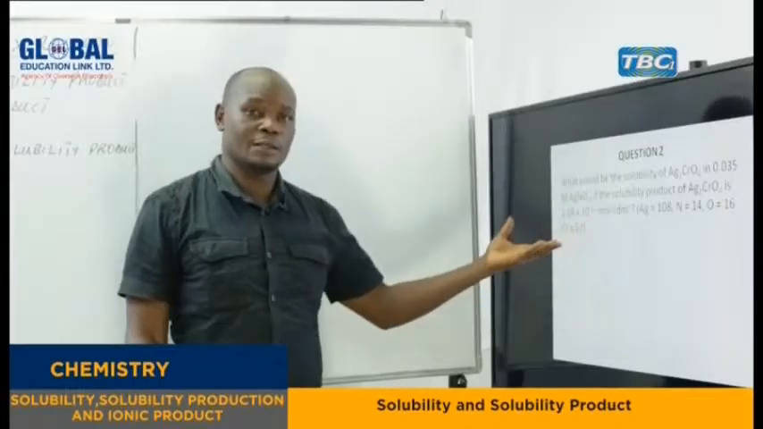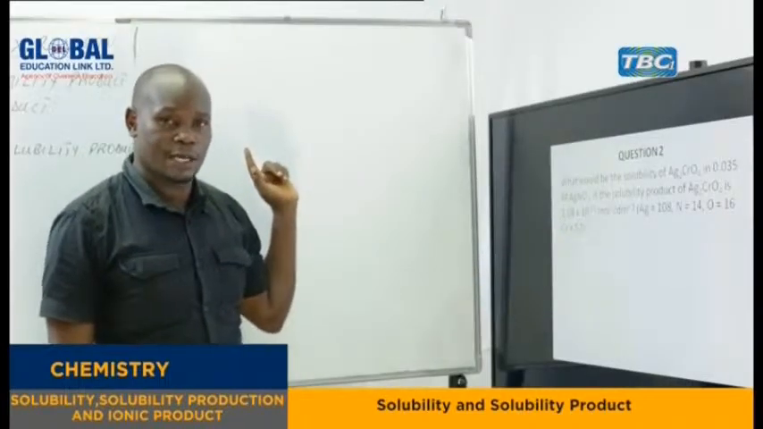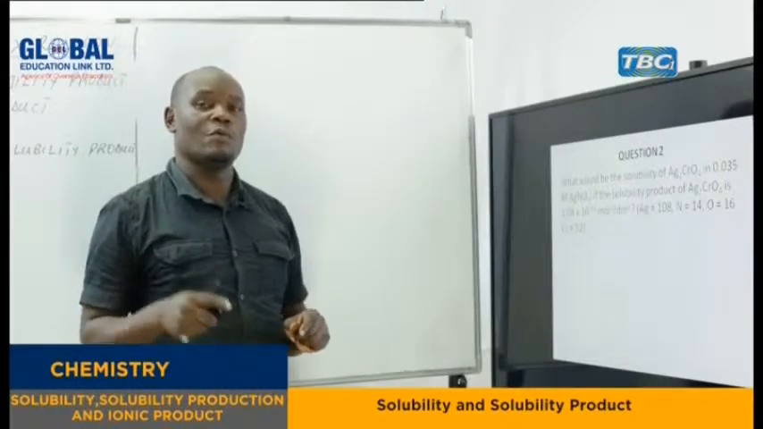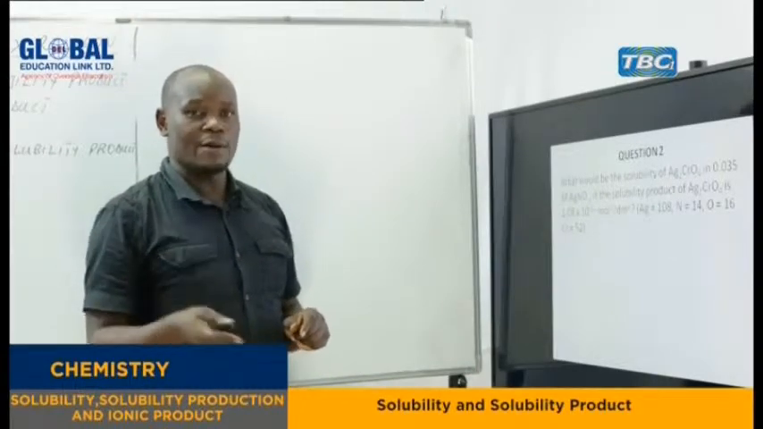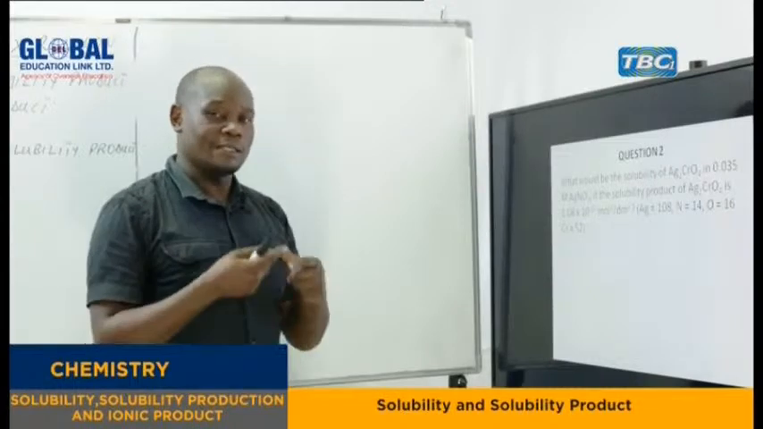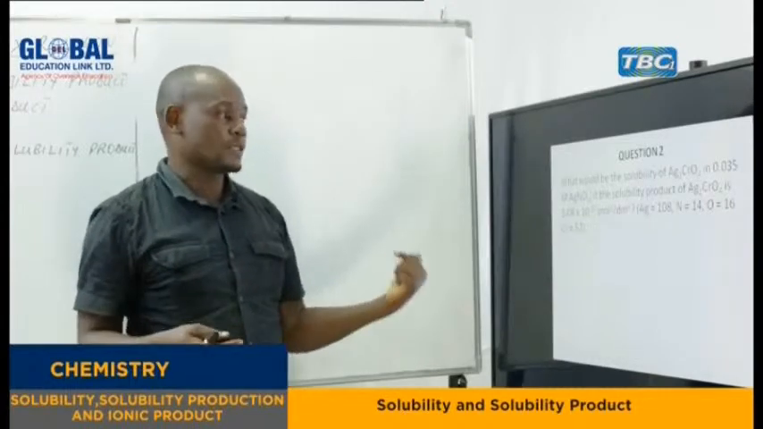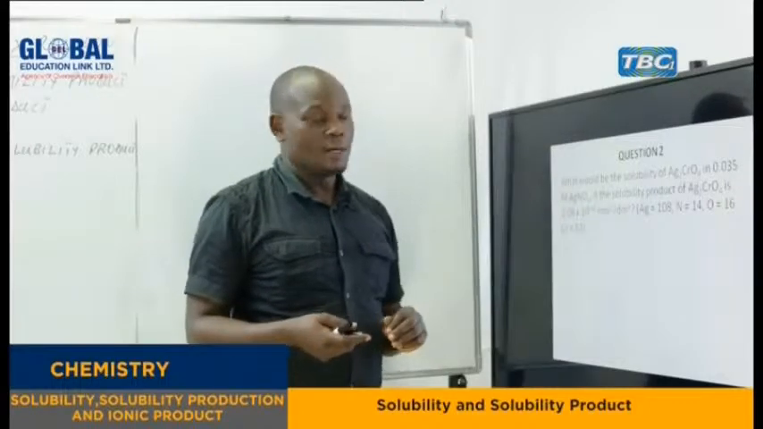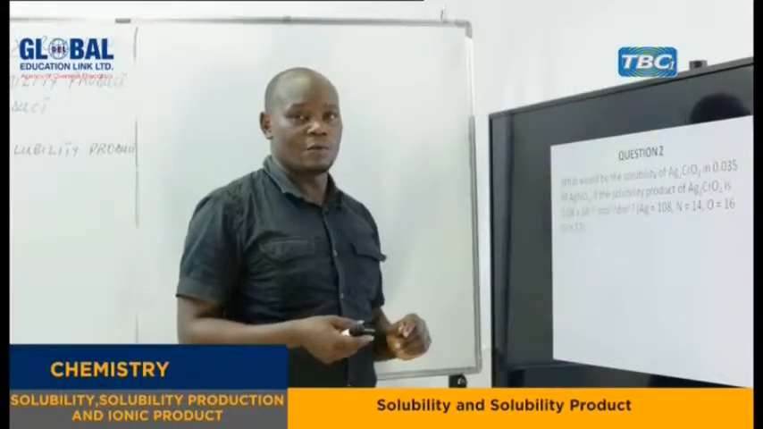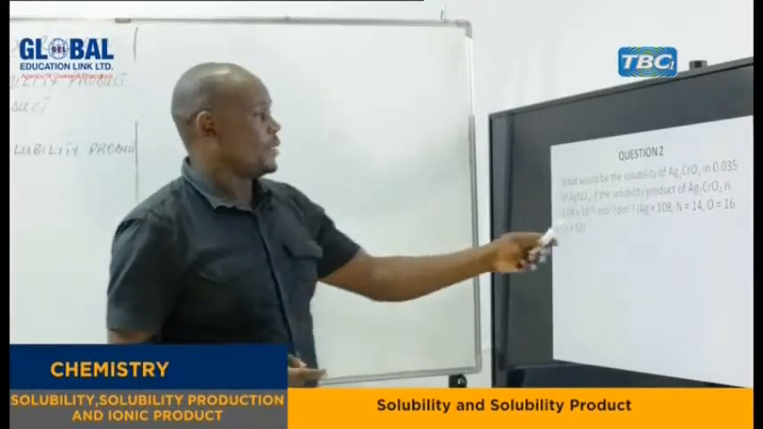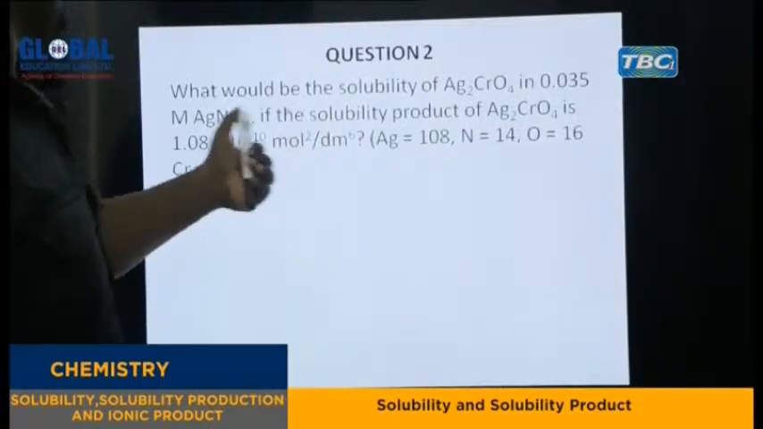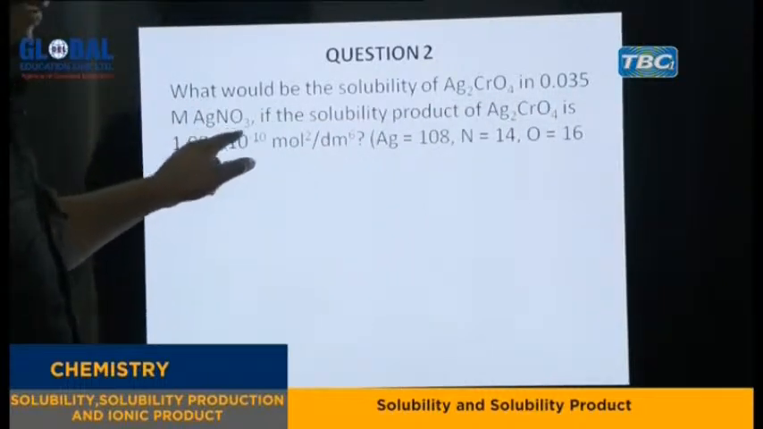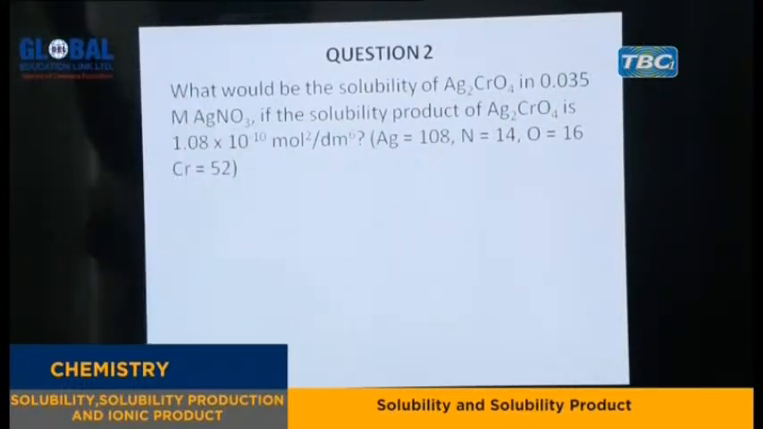If you compare this question to the knowledge that we have discussed, it is concerned about the effect of the common ion, or common ion effect. How does it affect the solubility of a substance? So that is the question now. Let us now start solving that. We have been given the concentration of silver nitrate. So the data given in question number 2.